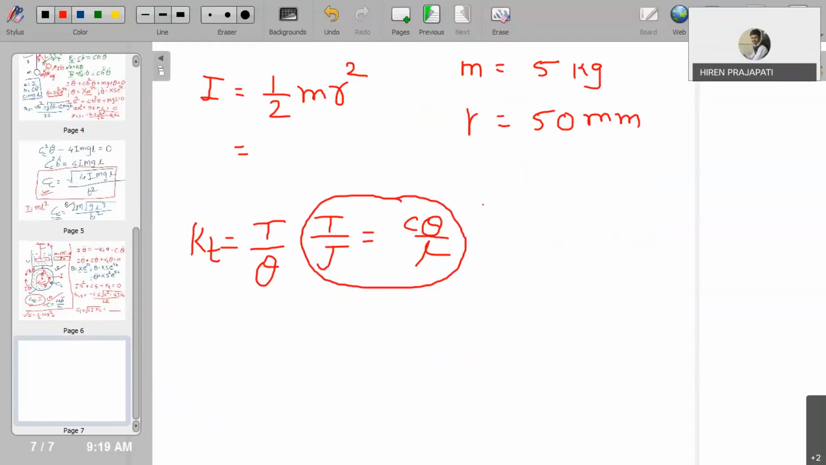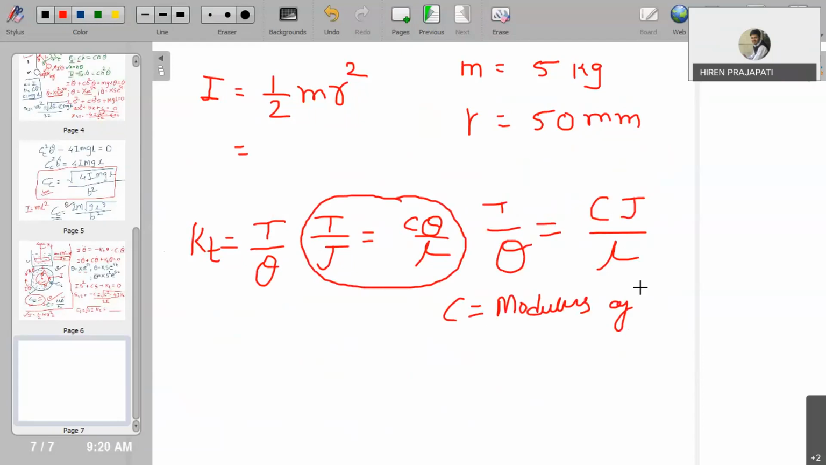Then what we get? T by theta is equal to C J by L, where C is what? Modulus of rigidity, right? Modulus of rigidity in megapascal. J is the polar moment of inertia. If it's a circular section, then it's pi by 32 d raised to 4, if the wire is circular, and L is the length of the wire.